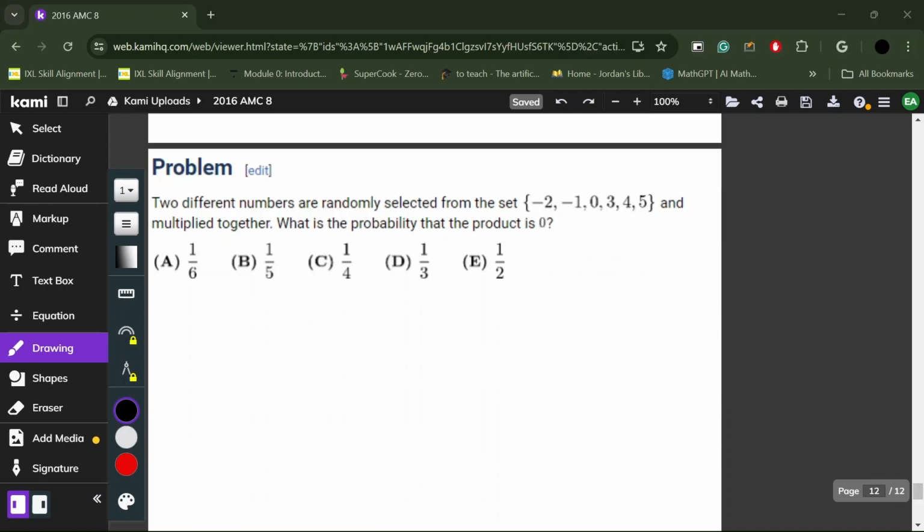2 different numbers are randomly selected from the set -2, -1, 0, 3, 4, and 5, and they're multiplied together. What is the probability that the product is 0? So for the product to be 0, one of the 2 numbers has to be 0. So for the first number to be 0, the probability is 1/6, because there's one favorable outcome, which is 0, and 6 total outcomes. And since they're doing 2 different numbers, we can multiply that by 2 to get 2/6, which is equal to 1/3, which is D.